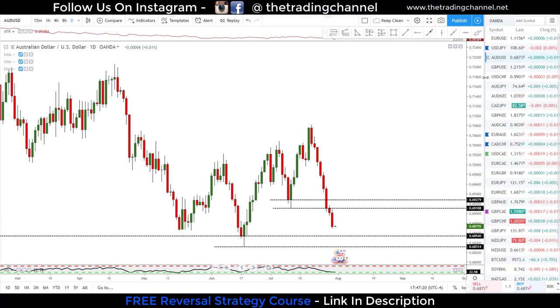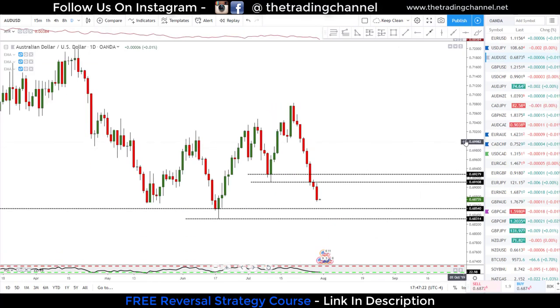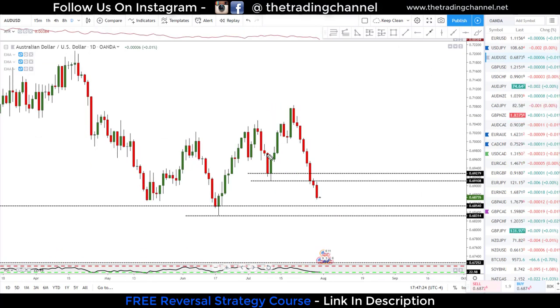Moving on now, the Aussie dollar. Aussie dollar did not do what we wanted it to last week. We had a prediction that we thought the market could possibly rise from this level. Reason being, we have 1, 2, 3 instances where this level was used as support before.